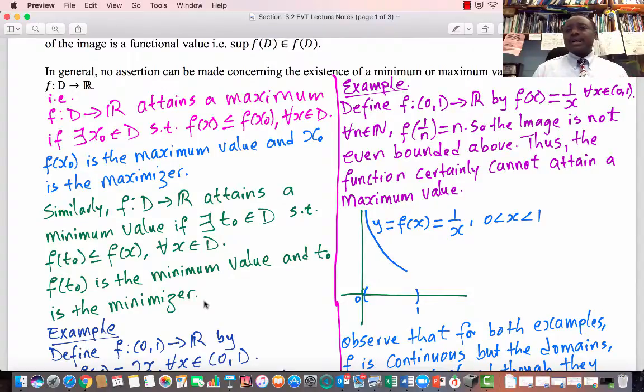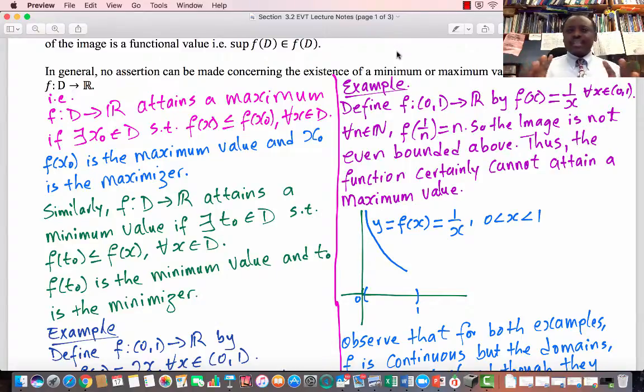Now, let us look at a few examples, and I want you to think a little with me as we move on with these examples. If a function is continuous on a domain D, is it necessary that that function would have minimum and maximum values on the domain D? What if D was just an open interval? What about a closed bounded interval? What about an interval that is bounded but not closed, or closed but not bounded?